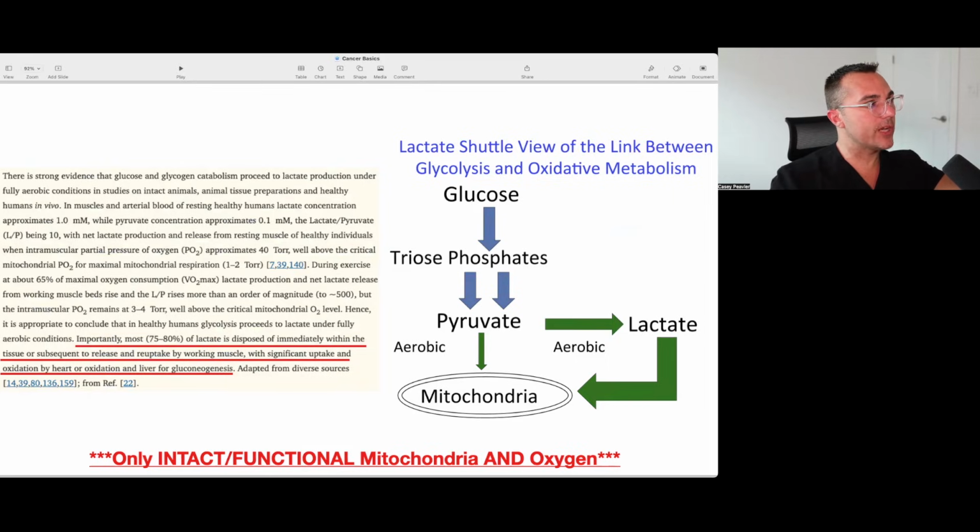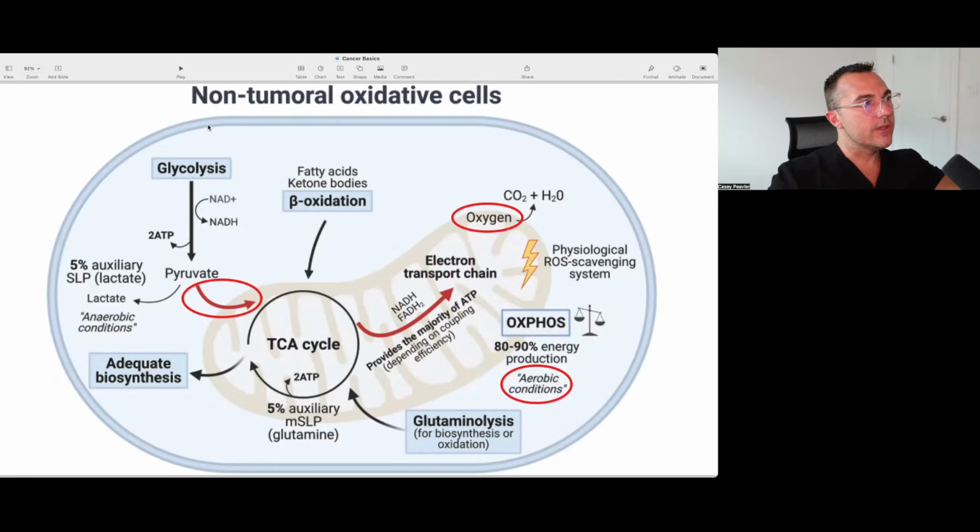So let's go back to where we started. So this is aerobic metabolism. OXPHOS is being used with oxygen. Glycolysis will convert glucose to pyruvate. Pyruvate will get into the TCA cycle. It will go through the electron transport chain, and with oxygen will make energy through OXPHOS.